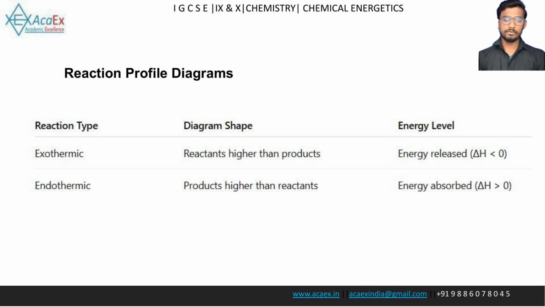For an endothermic reaction, the energy level of the products is higher than the reactants, showing that energy is absorbed. The change in enthalpy, delta H, is greater than zero.